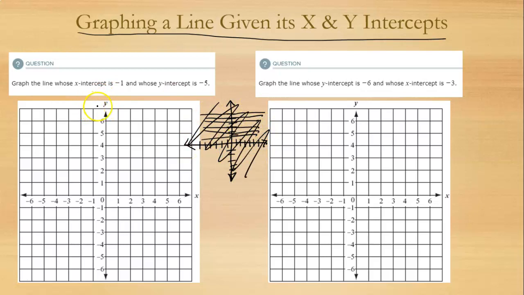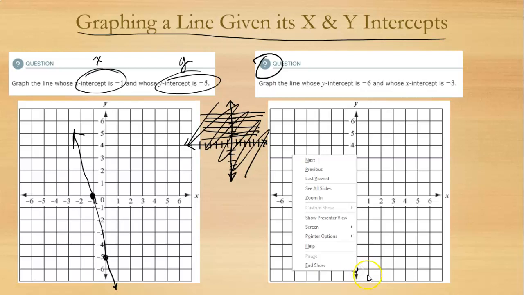So for this one, it says graph the line whose x-intercept is -1 and y-intercept is -5. Well, the x-intercept goes on the x-axis. So if the x-intercept is -1, that goes there. The y-intercept is -5. The y-intercept is on the y-axis, so we go down to -5. We connect those with a line. Hopefully you can draw a straighter line than I can, and that's it. We put our arrows on the end to show that those lines go on forever into infinity. You pause the video and try this one on your own.